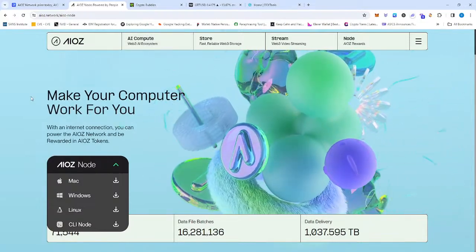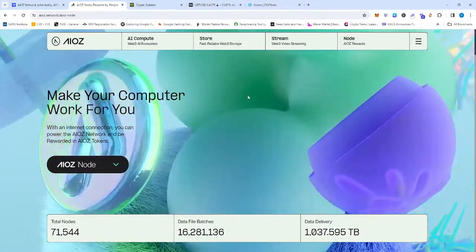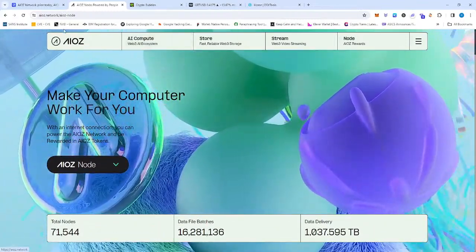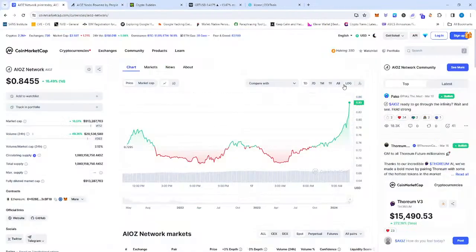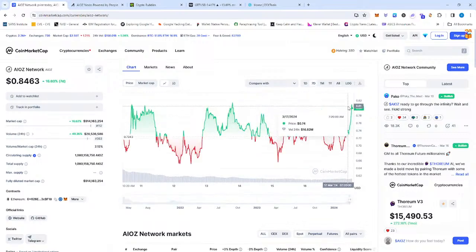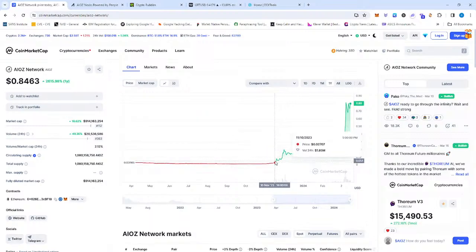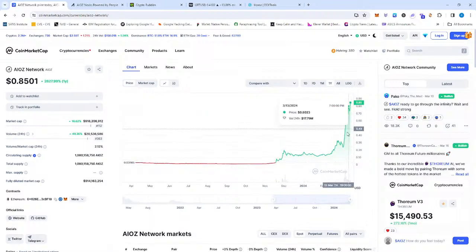Okay, so AIOZ, this is one that you really want to look into and invest in. It's a long-term play, as you can see. This is the yearly chart. Like I said, the all-time high is $1.90, so there's still a lot of room for growth. You can look at it in the last 7 days, and you see it's been chopping the last year. This is what it's been doing.